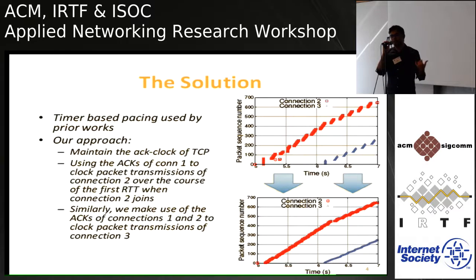And similarly, when connection 3 joins, it uses the ACK clock of connection 2 and connection 1 to clock the packet transmission. In that way, we don't have to change the dynamics, and we can easily use and maintain the ACK clock of the TCP connection. Next slide, please.